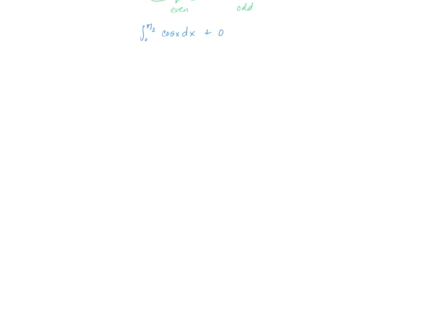So the integral of cosine is sine. Oops, I'm sorry, 2 times the integral from 0 to pi over 2 of cosine of x. So this is going to be 2 times sine of x evaluated from 0 to pi over 2, which is simply 2 times sine of pi over 2 minus sine of 0. Sine of 0 is just 0. Sine of pi over 2 is 1. So this is simply 2.